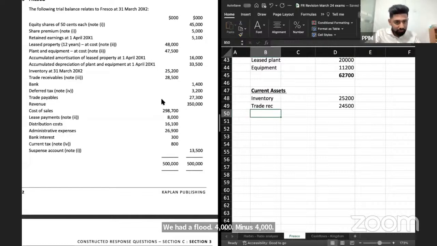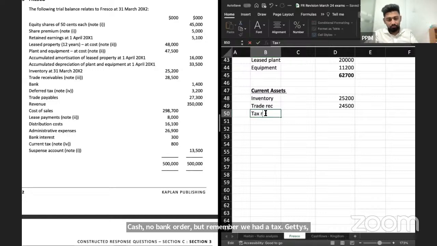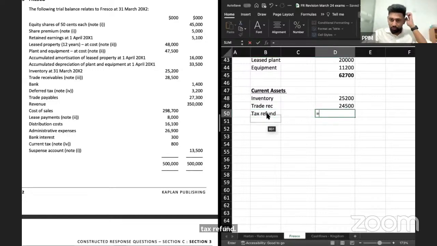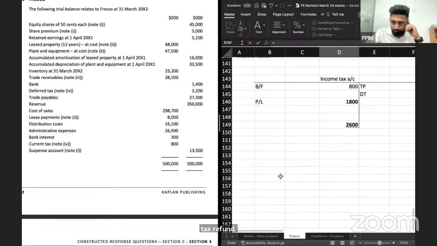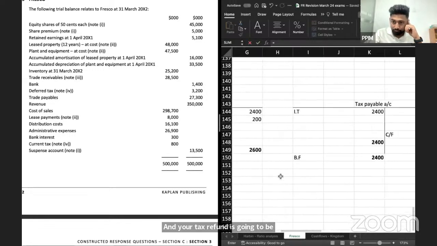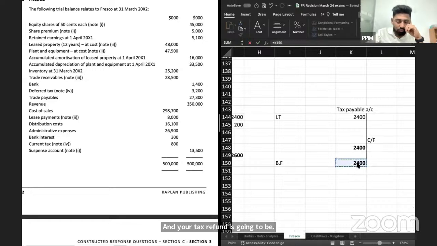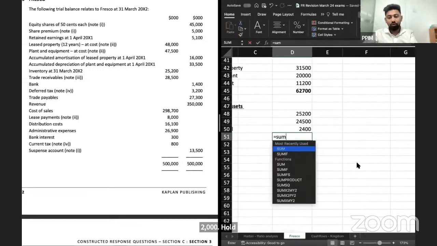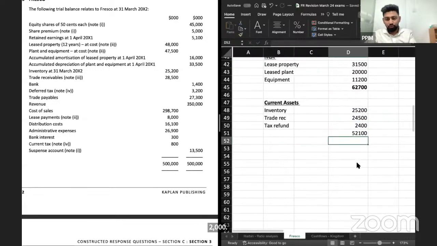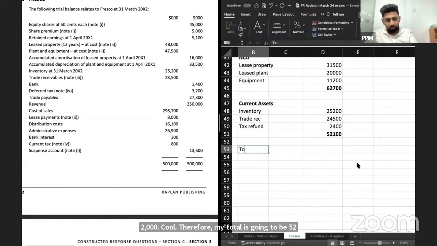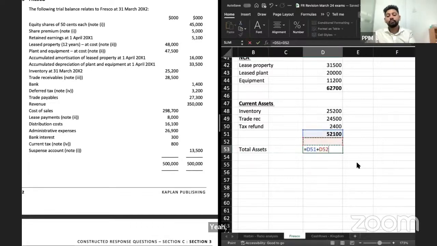And then what else do I have? Cash, no bank overdraft. But remember, we had a tax refund. There you go, Amna. Well done. There is a tax refund, and your tax refund is going to be 2,400. Therefore, my total is going to be 52,100. Therefore, total assets equals this plus this, 114,800. Okay.